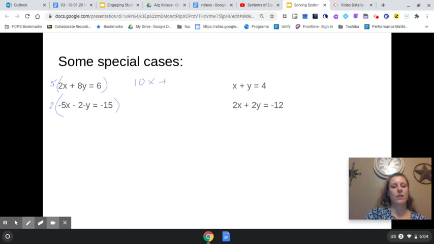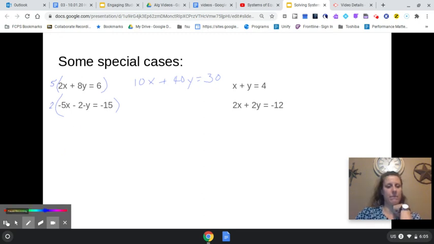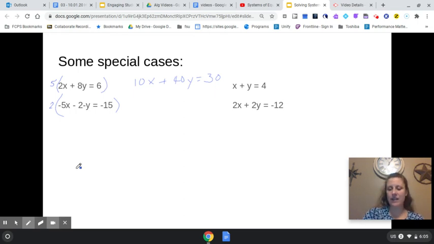plus 40y is equal to 30. Okay, actually that typo, ladies and gentlemen, that was supposed to be a 20. Sorry about that. So when we multiply through by 2, we get -10x minus 40y is equal to -30.